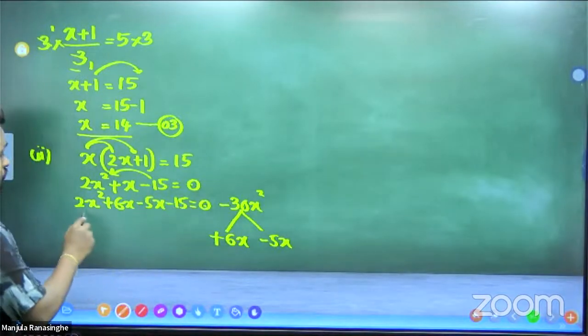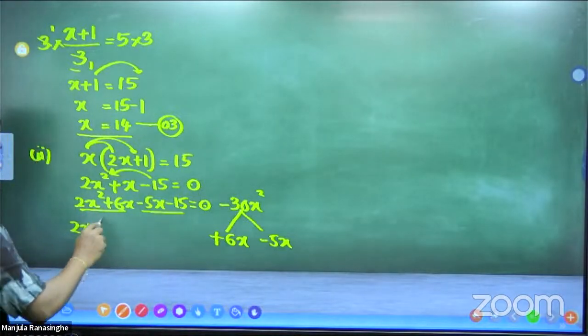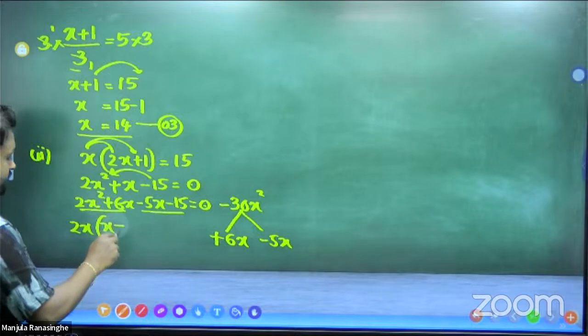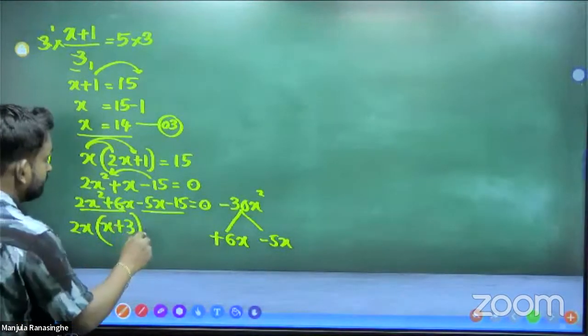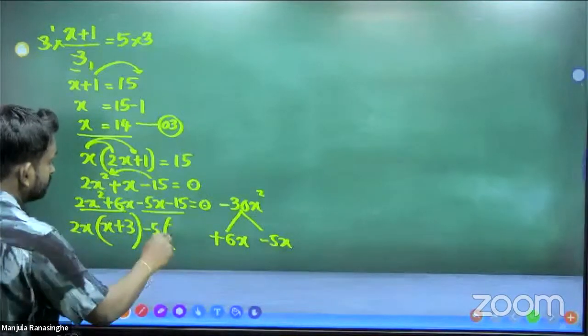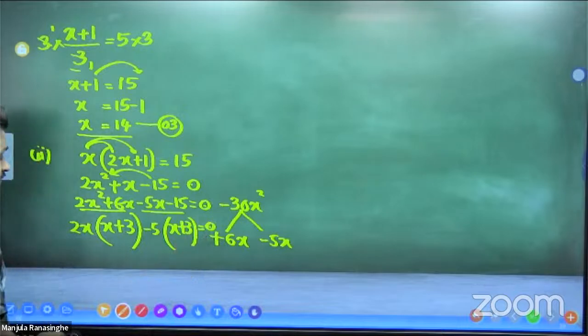Now here, 2 by 2, take the common factors. So here 2x is taken out. Then here x plus 3, which value becomes 6. Then here minus 5 taken out. So x plus 3 equals 0. Now you can see that x plus 3 is common for both.